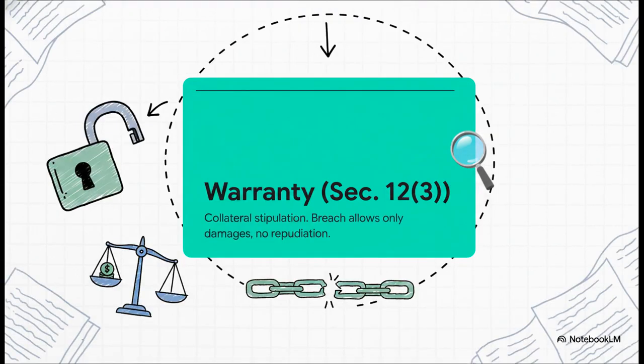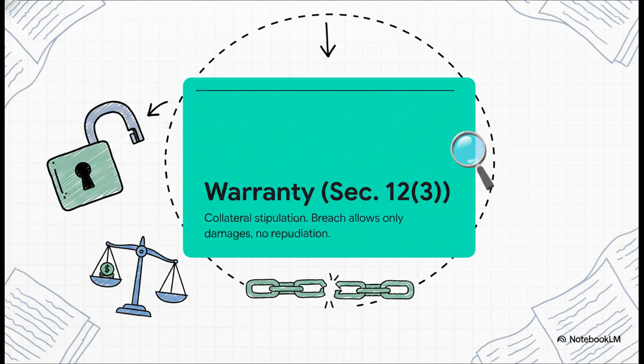Warranty, Section 12, subsection 3. A warranty is a stipulation collateral to the main purpose of the contract. Breach leads to only damages, no repudiation. Again, grab your pen, underline Section 12.3 and the word collateral. You need to contrast this sharply with a condition. A warranty is entirely secondary.